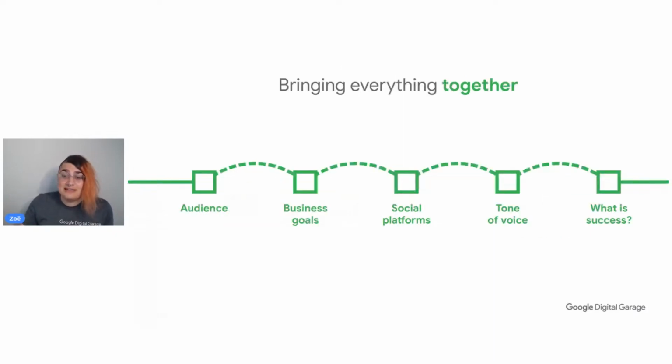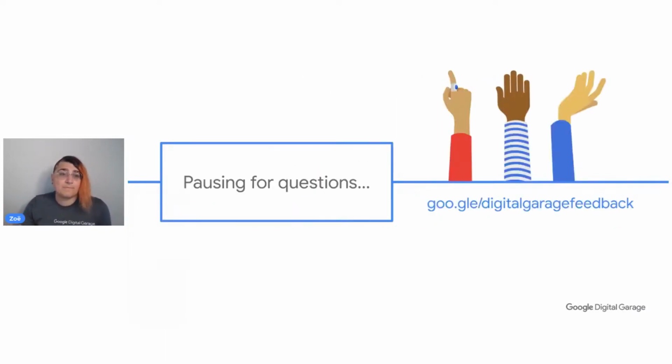So bringing all of that together, we've defined our audience. We've worked out who they are, what interests them, what's important to them. We've worked out what your business goal is going to be. I said goal singular. It is a good idea to only have one goal. Otherwise, you can get a little bit confused, trying to do too many things. We've decided which social platform we're going to use. We've worked out what our tone of voice is going to be, and we've worked out what success looks like for us and how we are going to measure that.